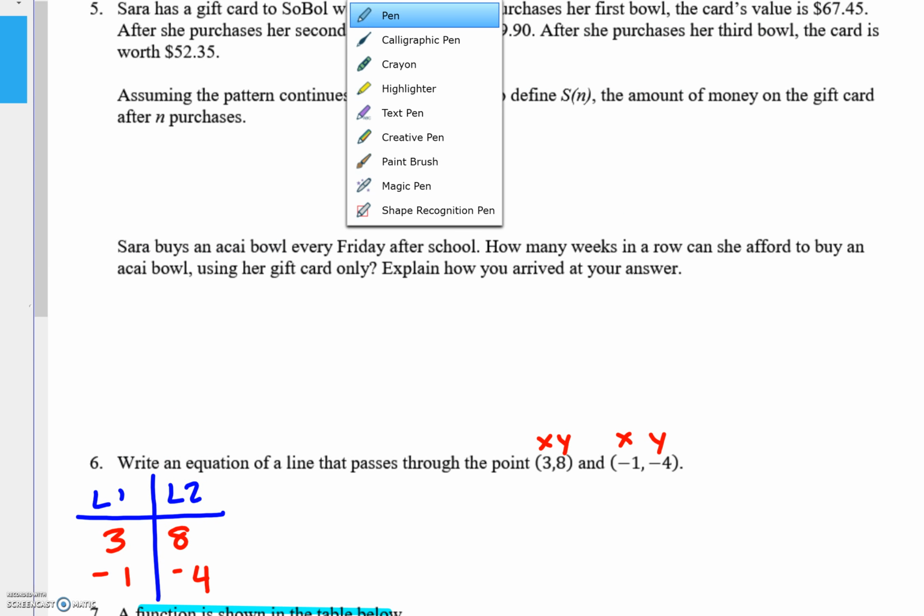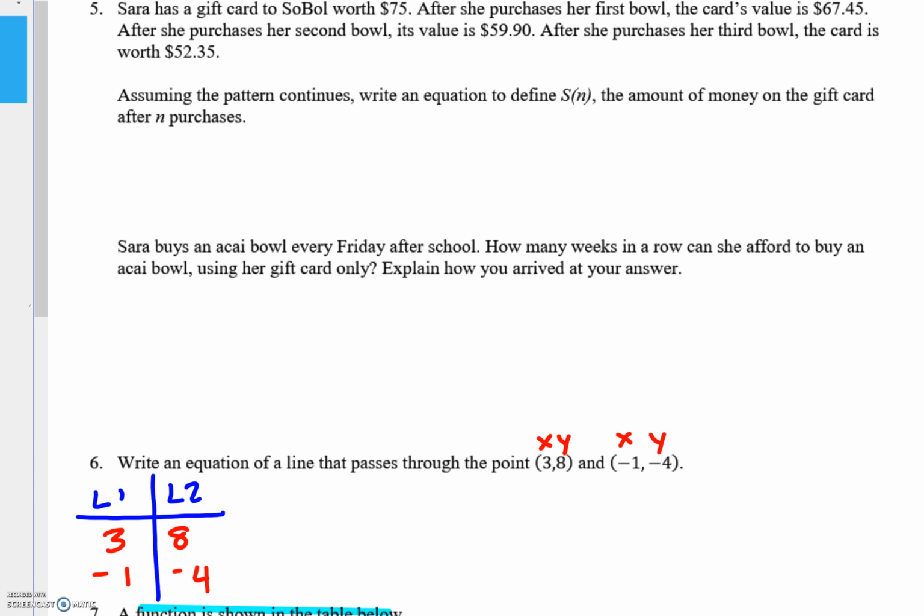For 5, we have Sarah has a gift card to Soul Bowl worth $75. After she purchases her first bowl, the card's value is $67.45. After the second, it's $59.90. After the third, it's $52.35. What we want to do is, assuming that the pattern continues, write an equation to define S of n, the total amount of money on the gift card after n purchases. So make sure we're using S of n and n in our equation. So I'm just going to set up S of n equals.